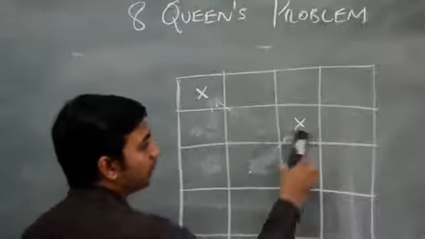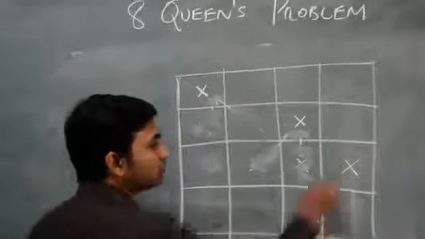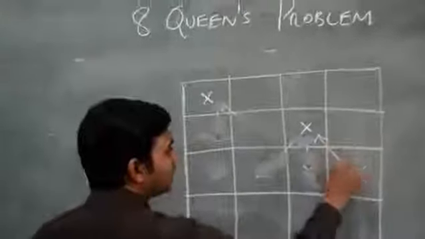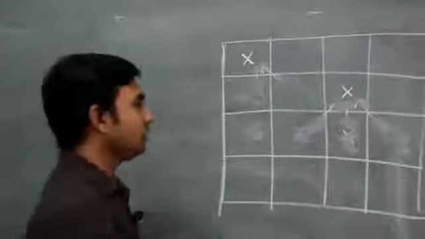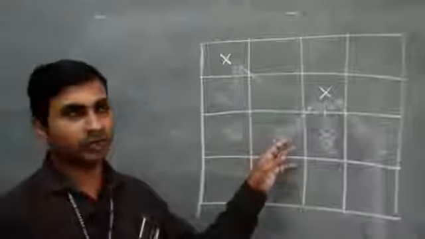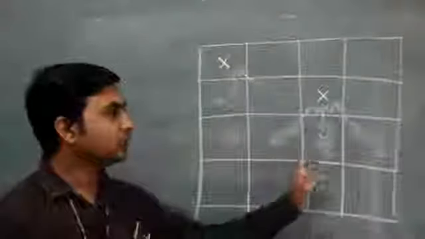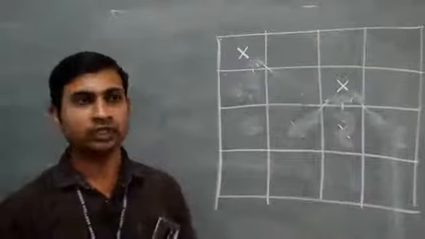Let us try to place the queen in the fourth column. There is a problem. This is threatening to the second queen in the diagonal position. So we find that we cannot place the third queen in the third row because there is always a threatening position for the third queen from the first queen or the second queen.